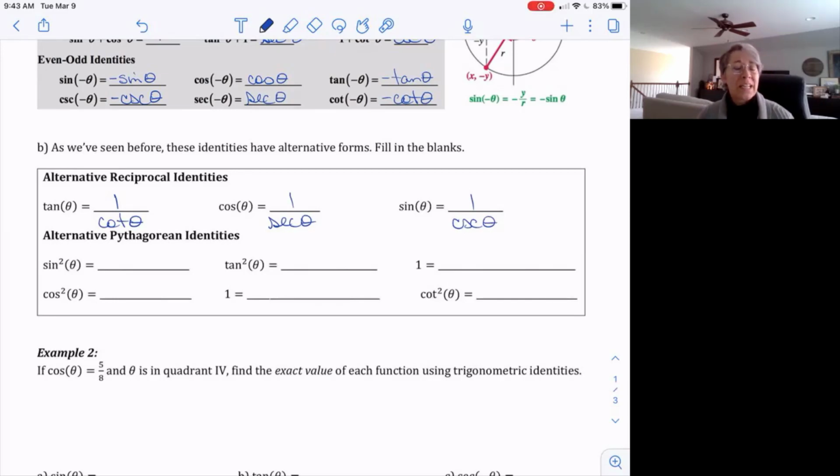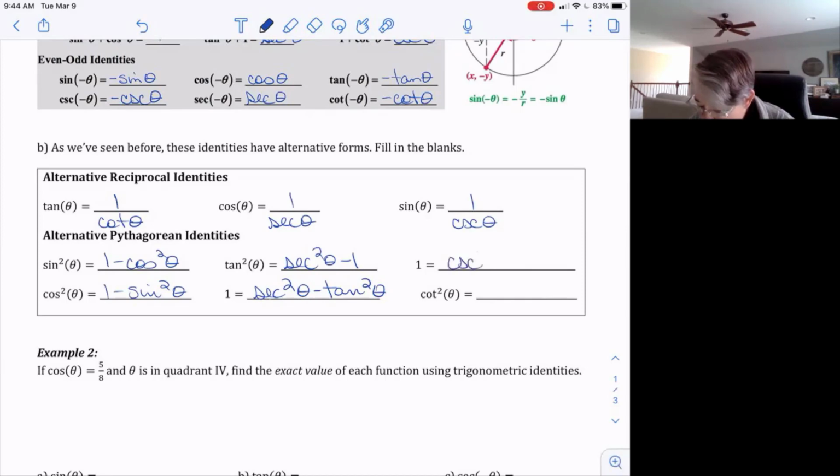Alternatives to Pythagorean identities: you could take any of those identities and solve for any of the parts that you want. So sine squared theta is the same as 1 minus cosine squared theta. Cosine squared theta is 1 minus sine squared theta. Tangent squared theta is secant squared theta minus 1. Or if you solved for 1, we would get secant squared theta minus tangent squared theta. And for the last one, if you solved for 1, we would get cosecant squared theta minus cotangent squared theta. Or if you solved for cotangent squared, cosecant squared theta minus 1.